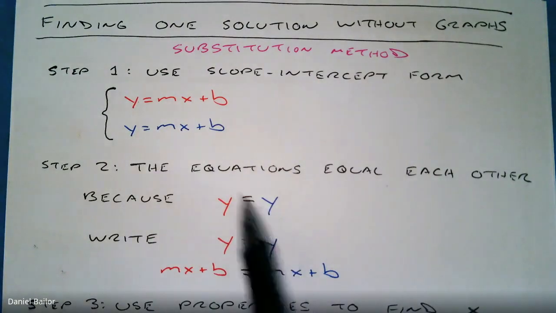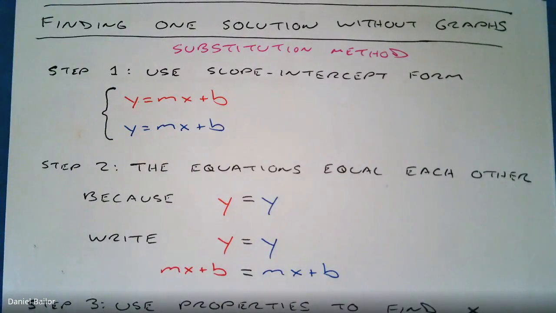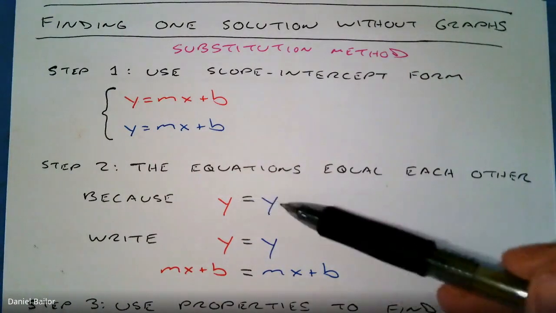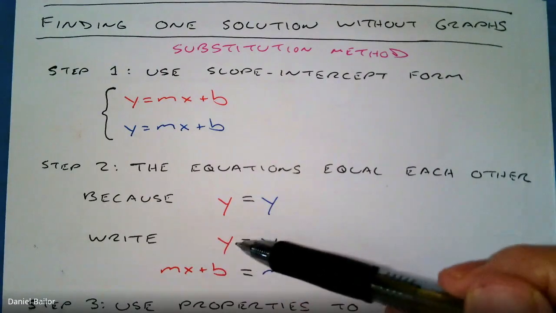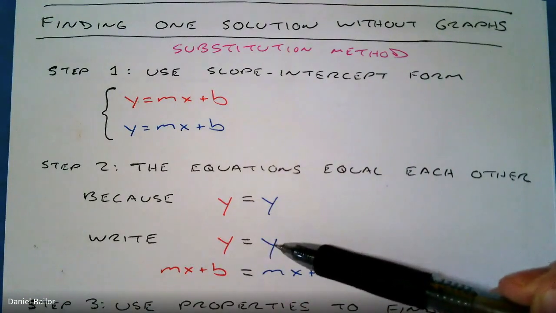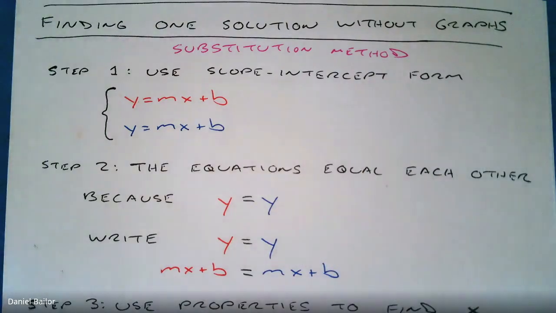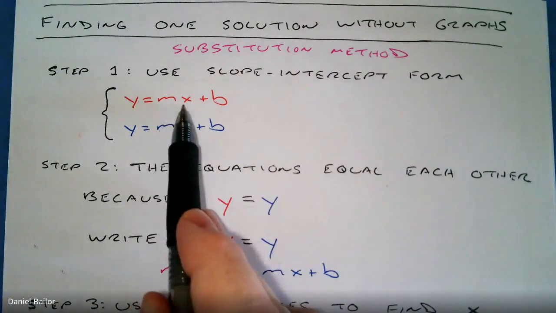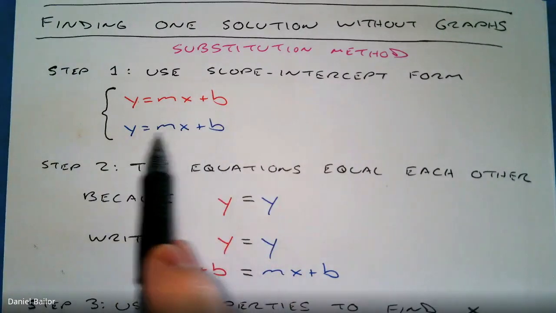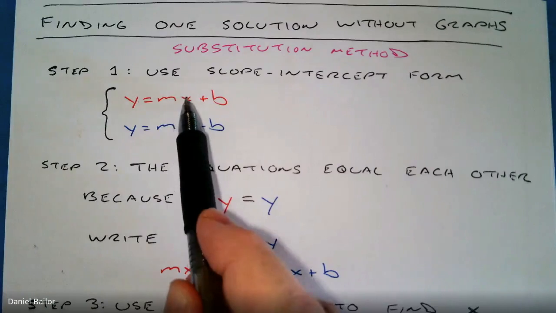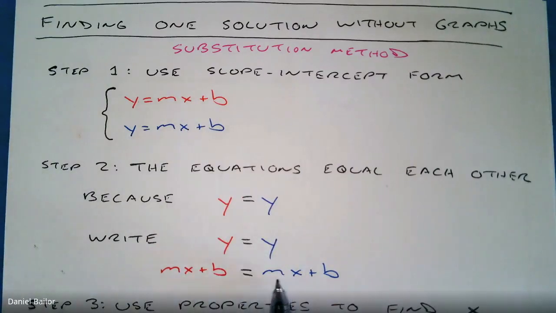Y equals y because they are in a system together. And so because y equals y, you get to write red y equals blue y, which means, here's the substitution part of the substitution method. The red mx plus b equals the blue mx plus b. The red mx plus b equals y. The blue mx plus b equals y. Y equals y, which means both of these are the same. They are equal. So make them equal. So you have mx plus b equals mx plus b.